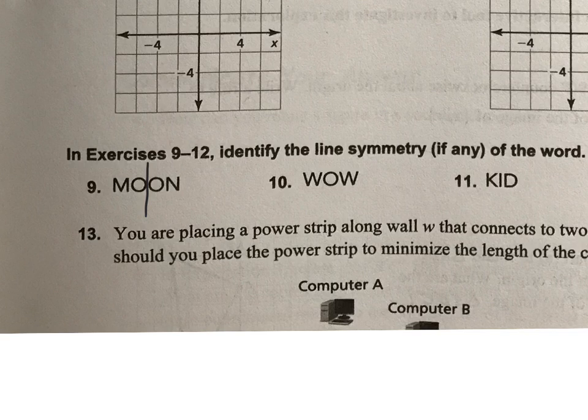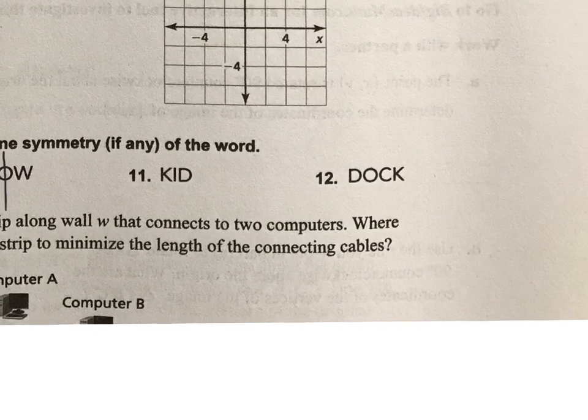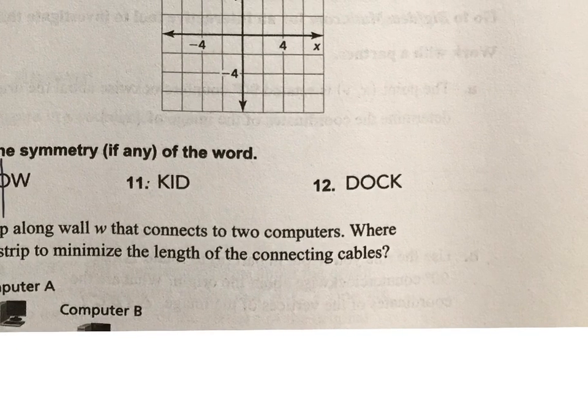Horizontally. Do we get the same thing? No, because this would then look like that. So no, there aren't any lines of symmetry. Yes, it does. It has one right there, down the O. One vertical line of symmetry. Yes, horizontally. What about the word doc? Yes, horizontally.